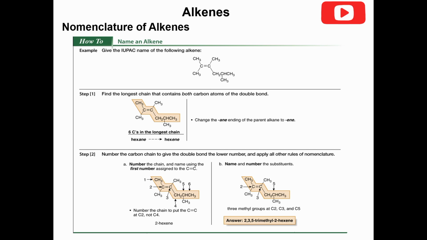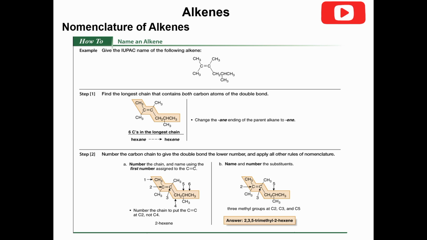In the example we have on the screen, the longest continuous carbon chain is hex, that is 6 carbons. And on positions 2, 3, 5, we have methyl. For me to name this compound, I will follow the route that gives this double bond the minimal number. If I follow from my right, it's going to be number 4. If I follow from my left, it's going to be number 2. So I come from my left.